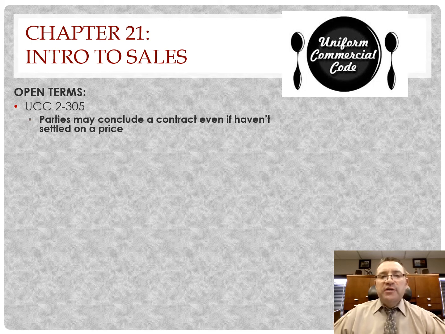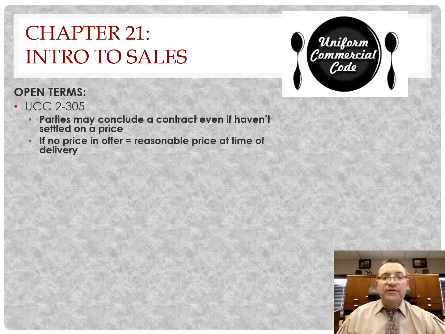All right, so parties may conclude a contract even if they haven't settled on a price. No big deal. There's a whole bunch of different ways. We can use reasonable standards. We can designate somebody who will set those particular prices, some expert in that area, whatever it may be. But parties can conclude a contract even if they haven't settled on the price. If no price in the offer, then it's a reasonable price at the time of delivery. So if delivery is set out, maybe in the contract, delivery in 90 days, it's not going to be the price at which we entered the contract. It's going to be the price at the time I delivered.